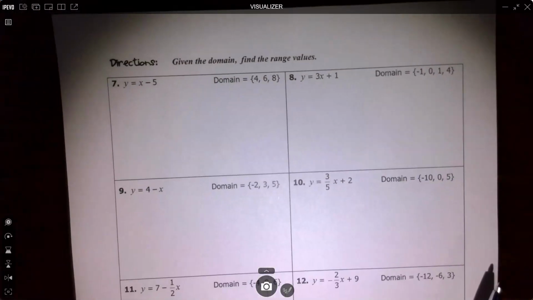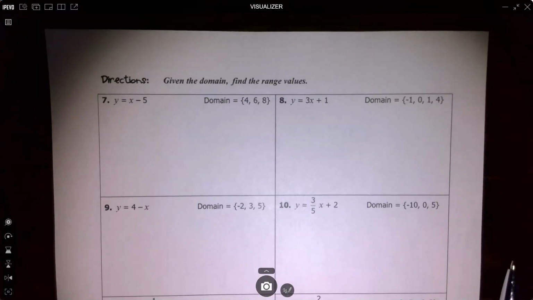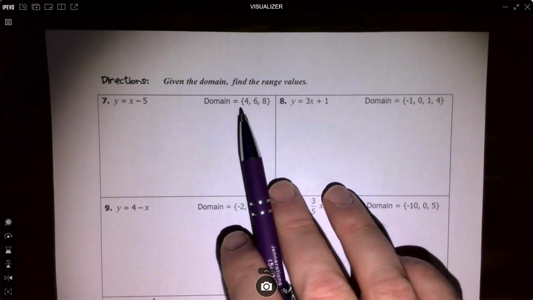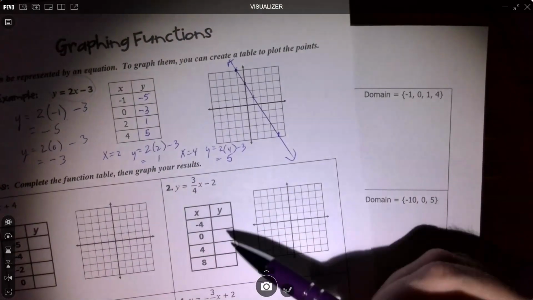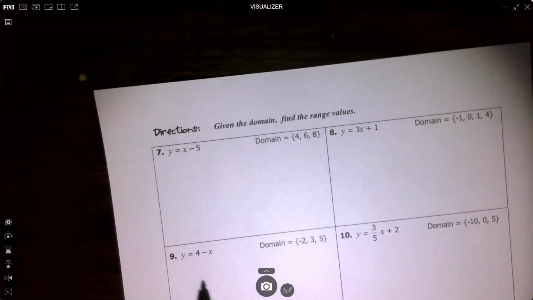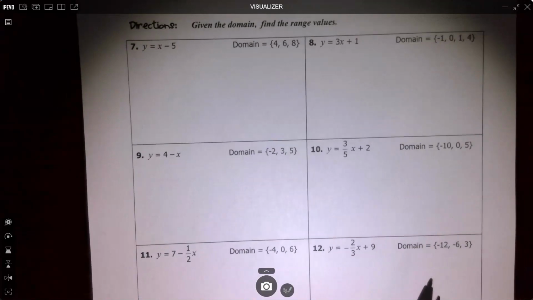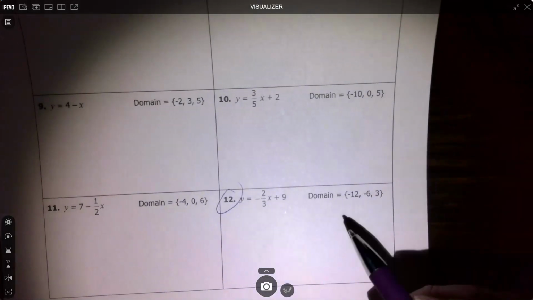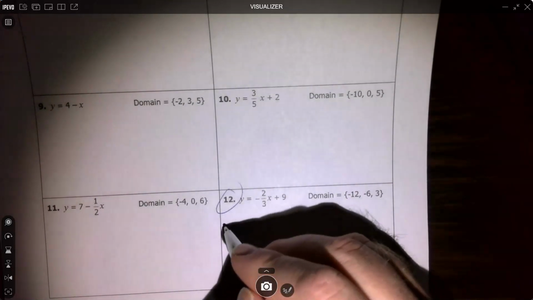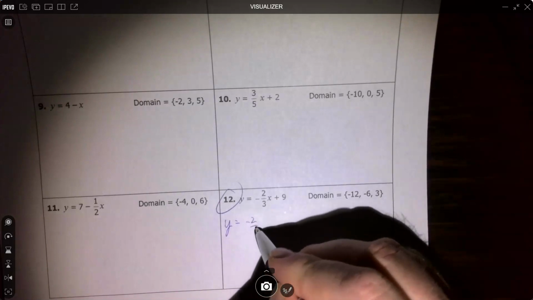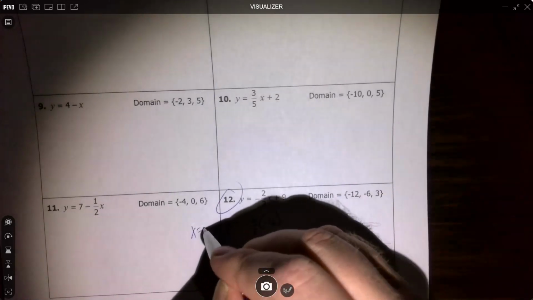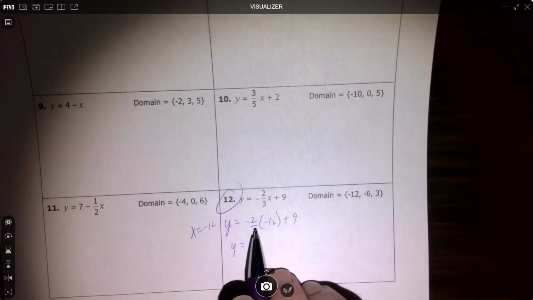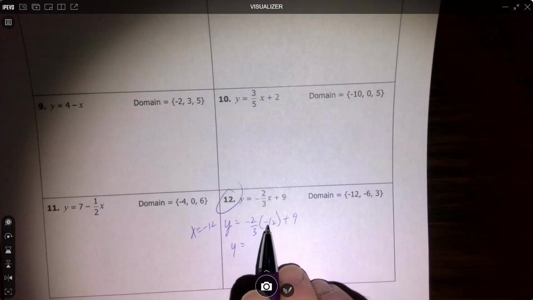And I'm going to flip to the back side of your paper, which says given the domain, find the range values. You're really doing the same thing. It's just presented to you as a domain in a set instead of in the left side of your table. So again, if I were doing these problems, I don't have to do all of these, just get the idea. If I were going to do, I don't know, I'll pick 12. If I was going to do 12, all I have to do is plug in each one of these numbers in for x. So y equals -2/3 times -12, and this is again when x is -12, plus 9. So y equals -2 times -12 is 24 divided by 3.